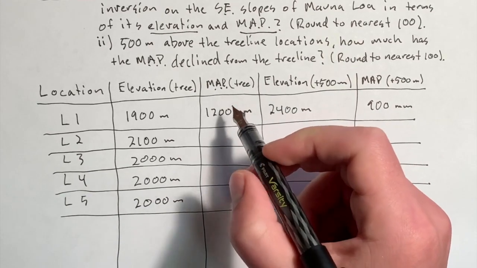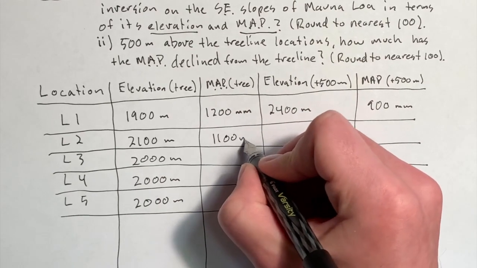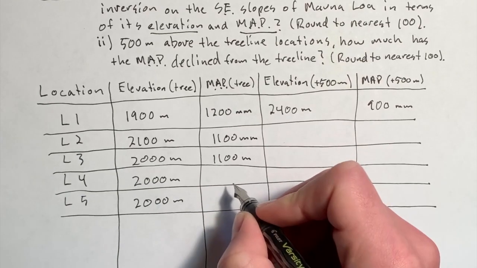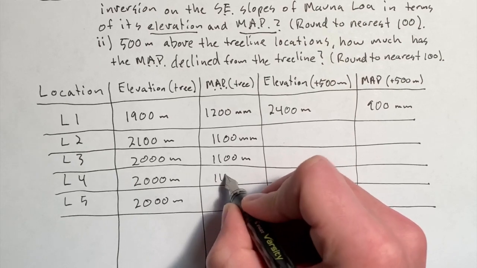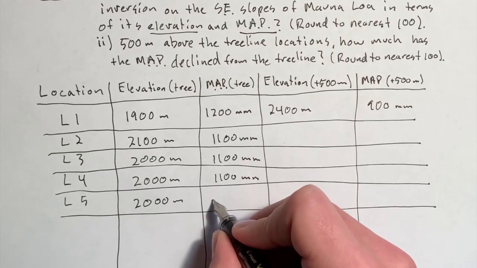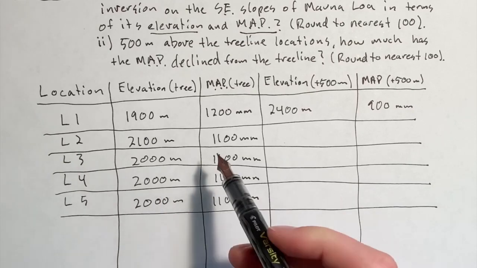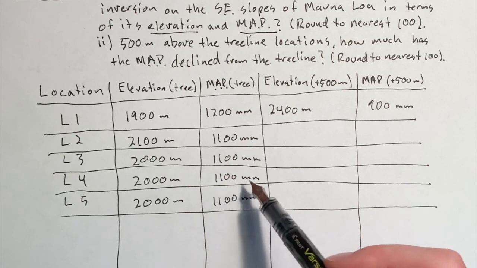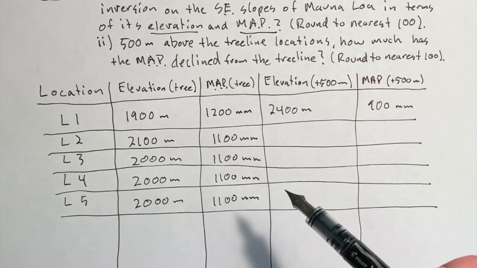And the mean annual precipitations at these locations are 1100 millimeters, 1100 millimeters, 1100 millimeters, 1100 millimeters, 1100 millimeters. Very similar. They're all at generally the same elevation, so they're probably going to have very similar mean annual precipitations, especially because we're rounding to the nearest 100.